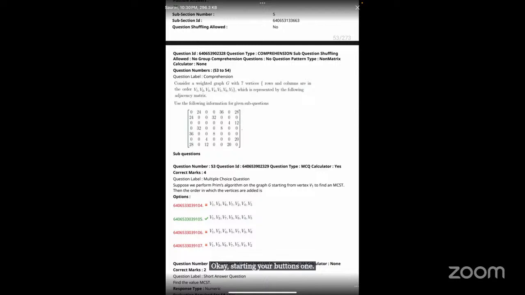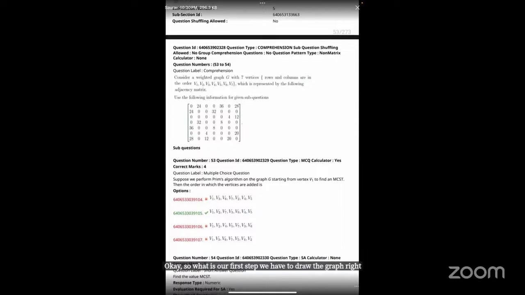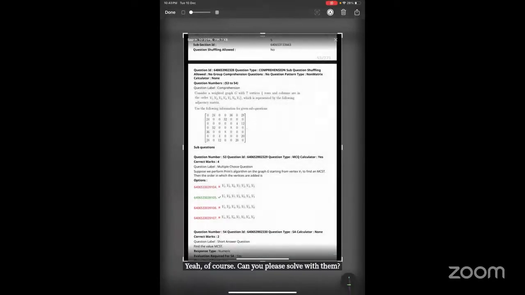So what is our first step? We have to draw the graph, right? So V1, let us use green color. This color is not visible, na? Green color. Yeah, visible.